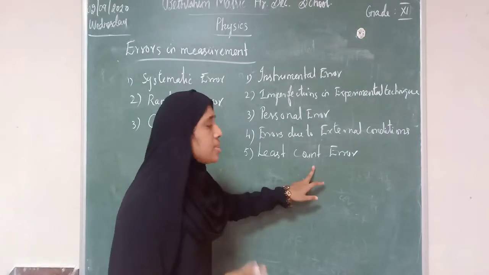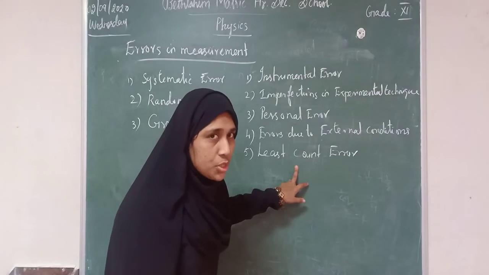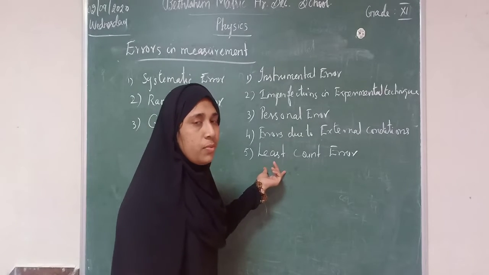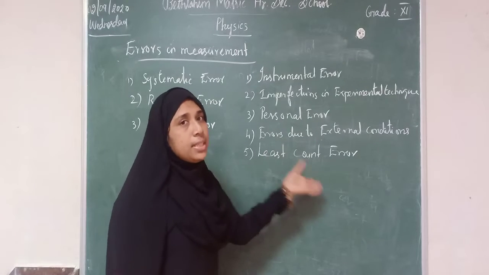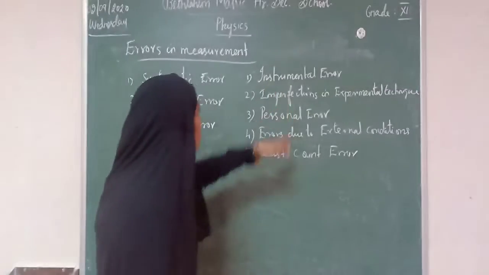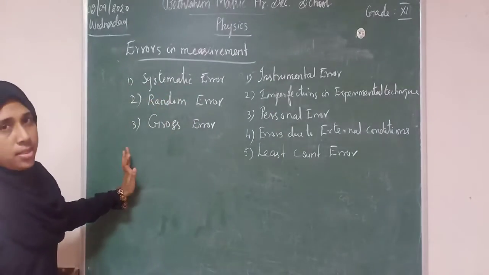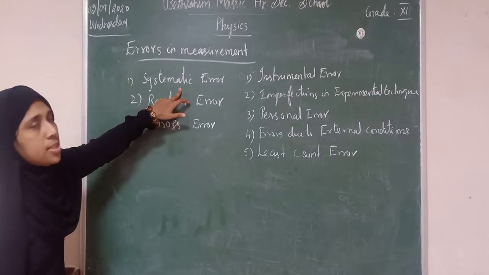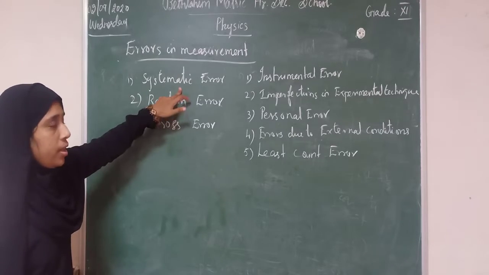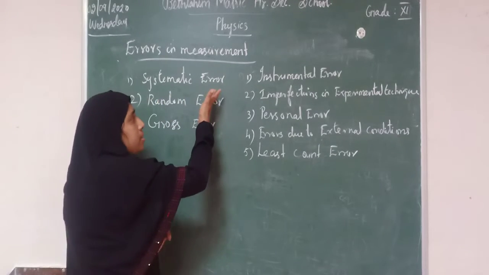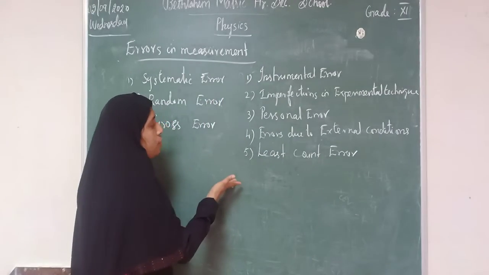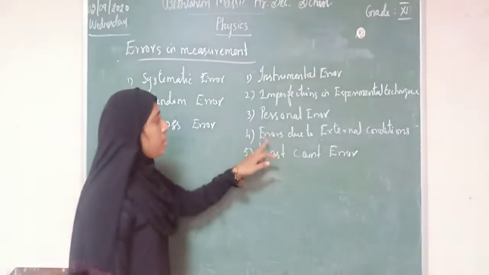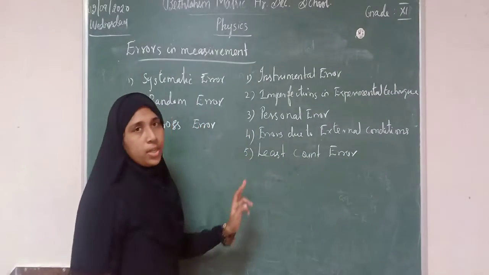So least count error means, the smallest value measured by the instrument. When we are not including the least count of the particular device, the error will occur. So these all are systematic errors. Systematic errors are reproducible inaccuracies produced in one direction, either positive or negative, and this error can be categorized into 5: instrumental error, imperfections in experimental technique, personal error, error due to external conditions and least count error.